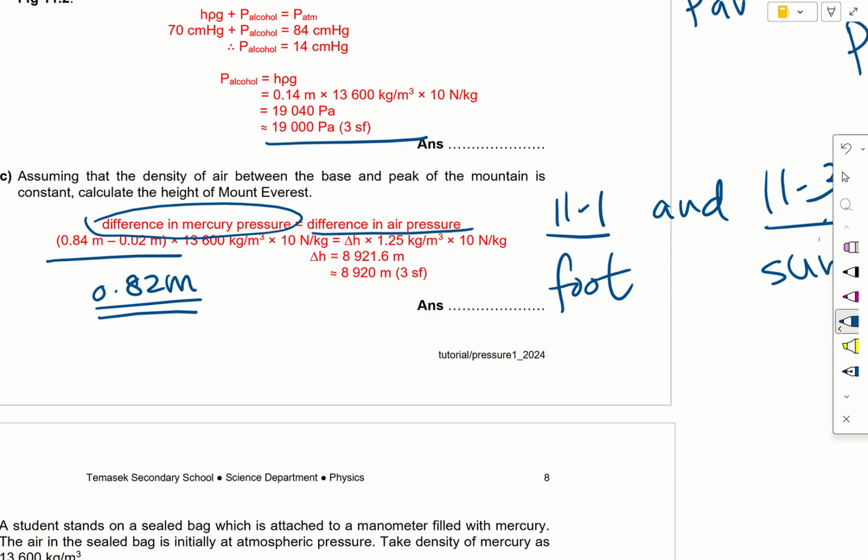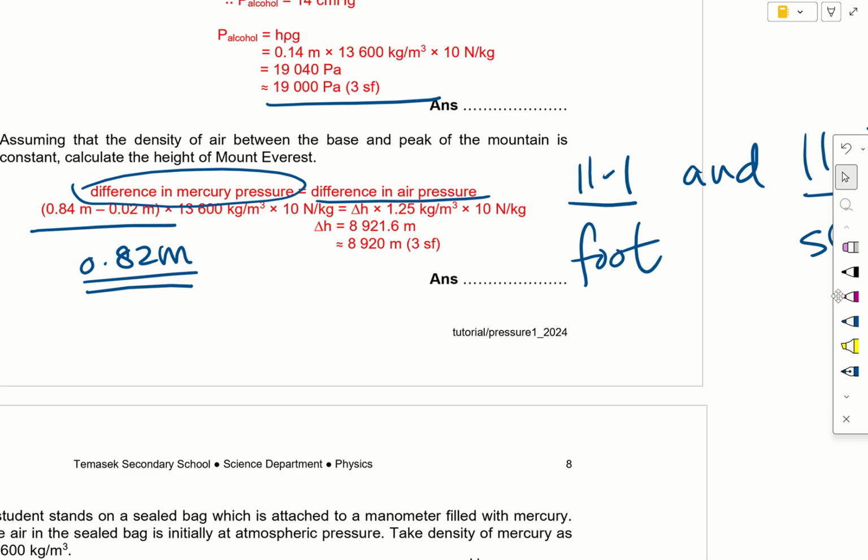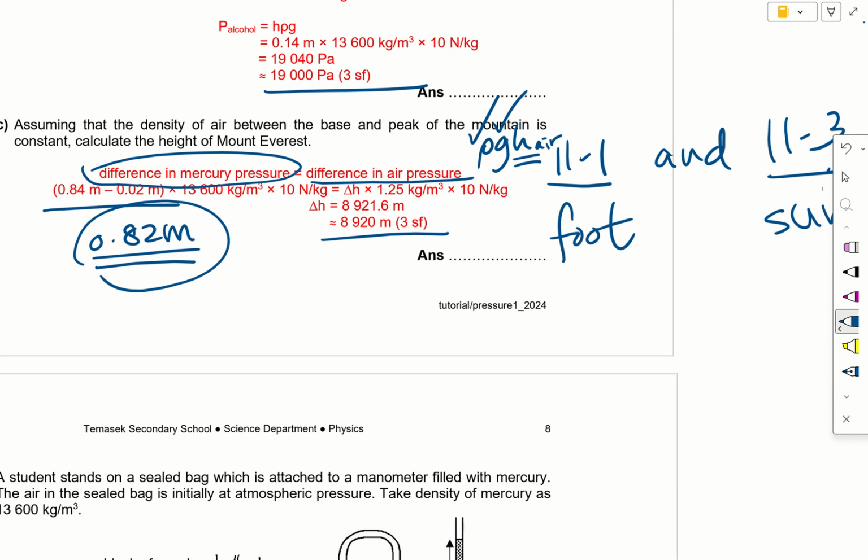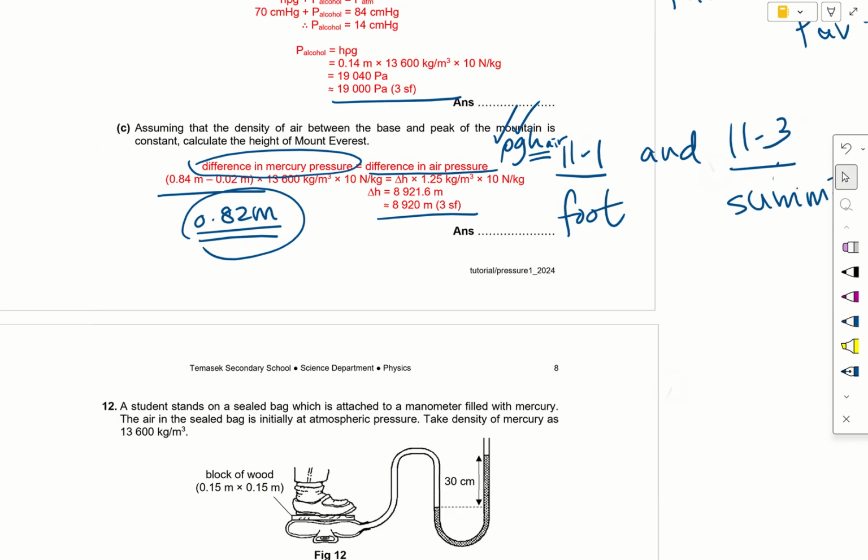Okay, so with that, I can confirm that at the top there is very little air. If I use my rho g h to equate it to the difference in the mercury pressure, I have my density of air, I have my g, I can then find the height of air above. Okay, so I will get 8920 meters. Please try it. Okay, question 12.